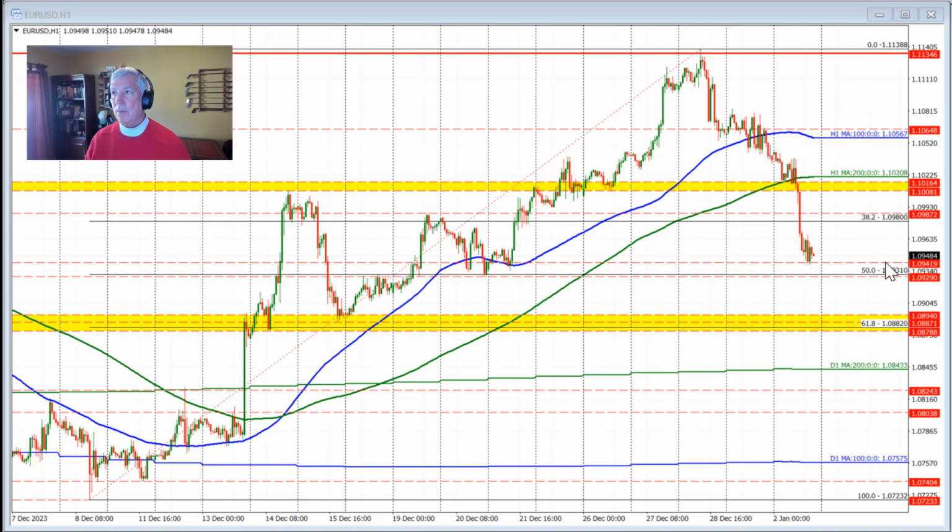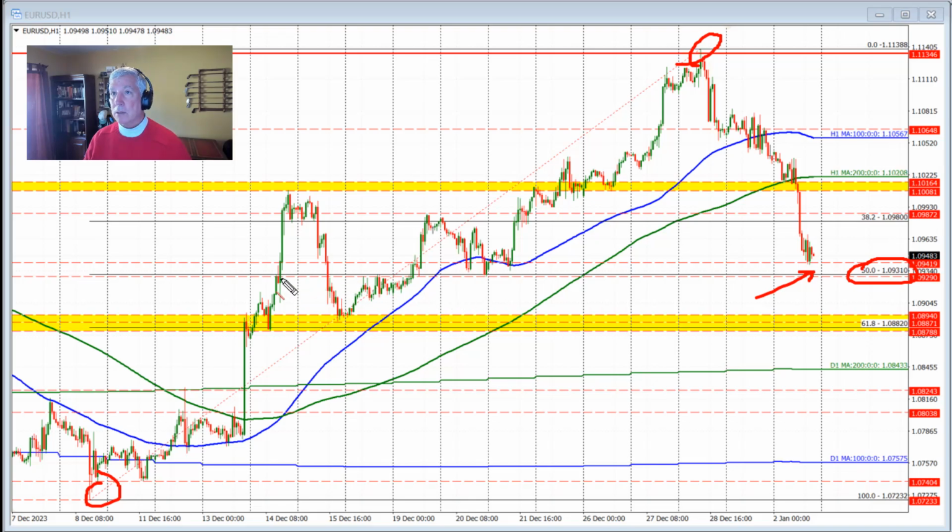Now we do need to get below the 1.0942 level. Again, that's a 50% retracement off the daily chart, and then if we get below that level, we have another 50% retracement level that's in play. That level is of the move up from the December low right here to the December high right here. The level comes in at 1.0931.